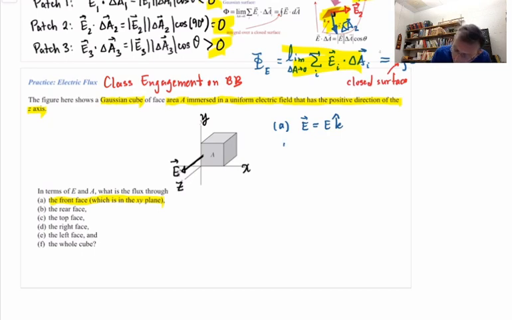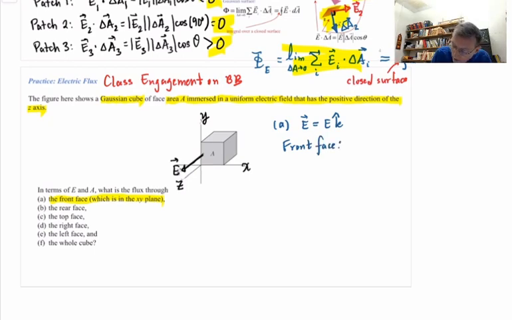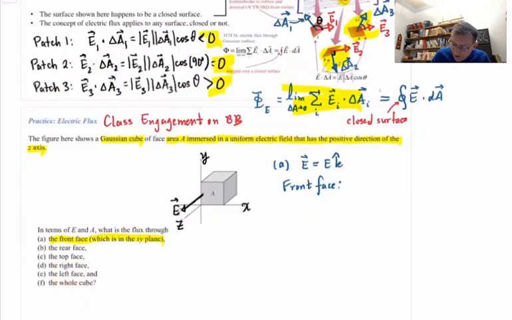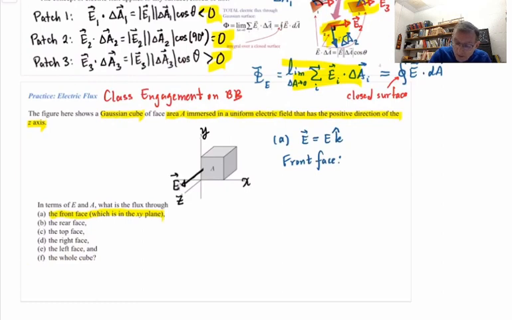Now here's the next question. On the front face of this Gaussian cube, what is the area vector? Now you could imagine a bunch of little dA's, but since it's a uniform field and a flat surface, I can just do a whole A vector for the whole front face. Right here, that whole area on that front face. Okay? What's the A vector for that part of the cube?